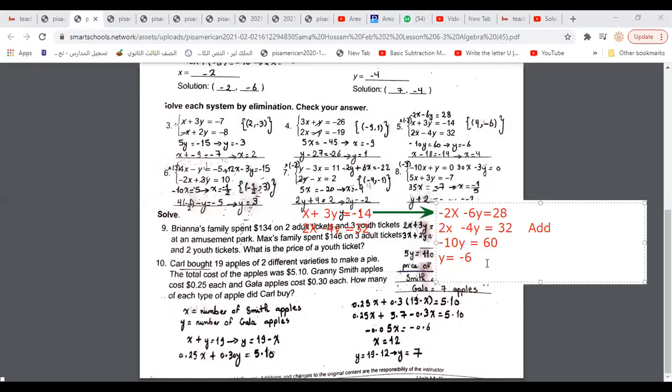Then we will take it and substitute back in any equation. It's up to you. You can substitute in the second if you want, or in the first, it's okay. I'm going to substitute in the first one. Then negative 2x minus 6 times negative 6 equal how many? Abdurrahman Khalid. Yes, miss. Equal how many?